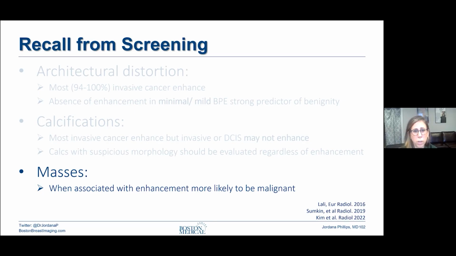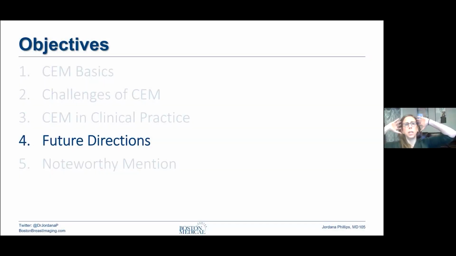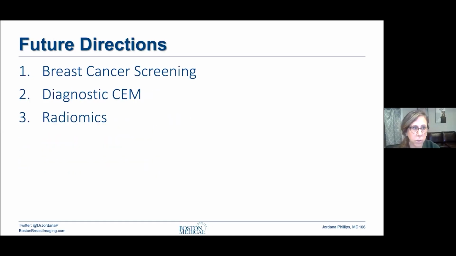The negative predictive value of an absence of enhancement for a mass is very, very, very high. So we talked about some of the clinical indications, how people are using it, some of the data. Now we're going to talk about where things are headed in the future. There are three main areas that we're talking about, which is breast cancer screening, using contrast mammo in the diagnostic setting just to formalize those indications a little bit, and then radiomics, which is AI and machine learning, and really, really neat stuff is happening.